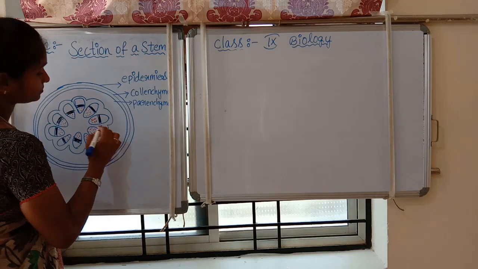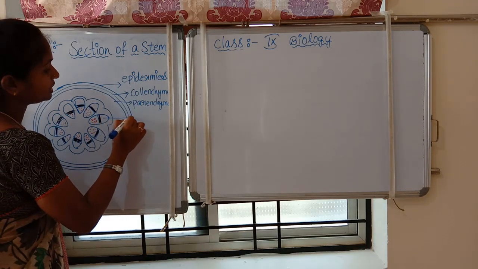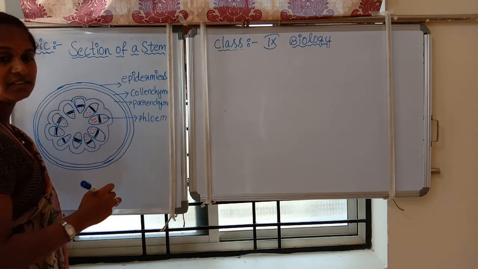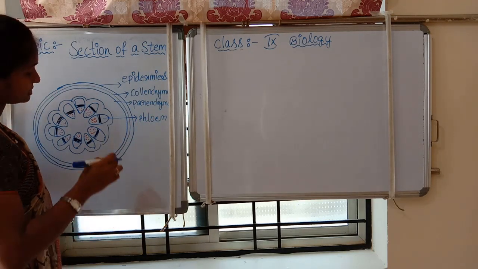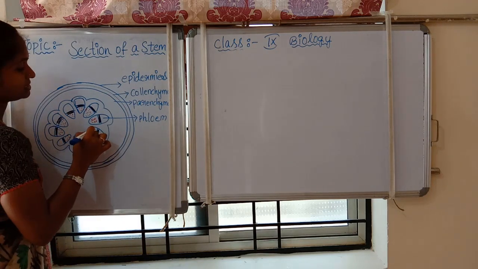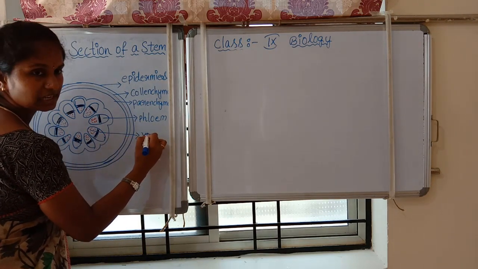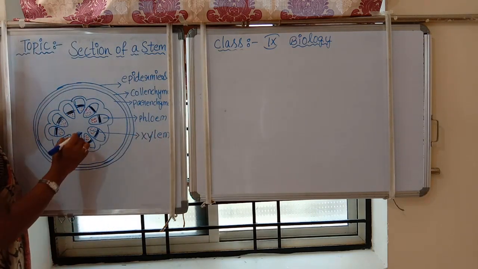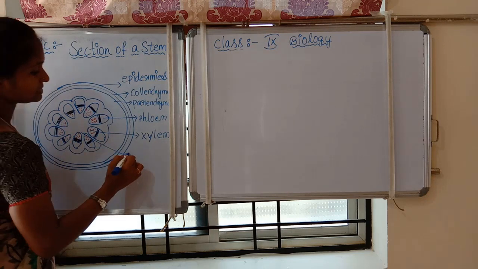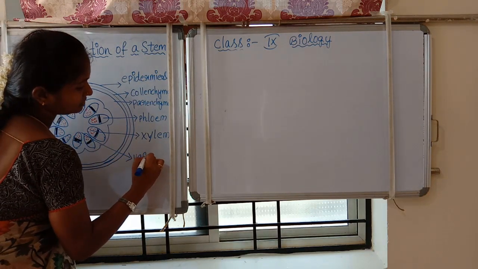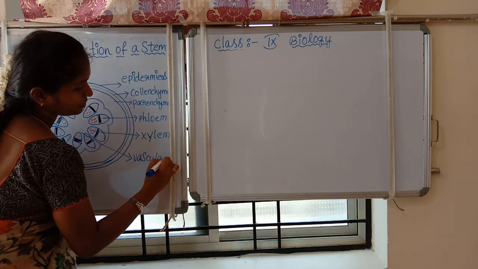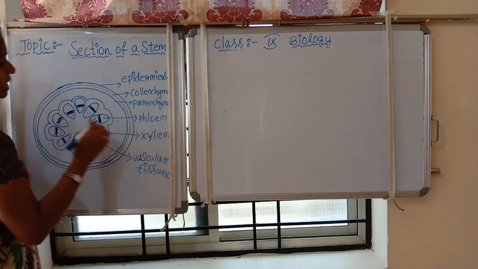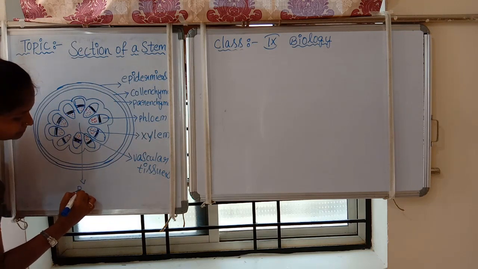And next, the part which we didn't shade is nothing but phloem. What is that? Phloem. And next, the reddish part is known as xylem. What is that? Xylem. And next, these together we may call vascular tissues. Vascular tissues. And the middle part we may call the pith.